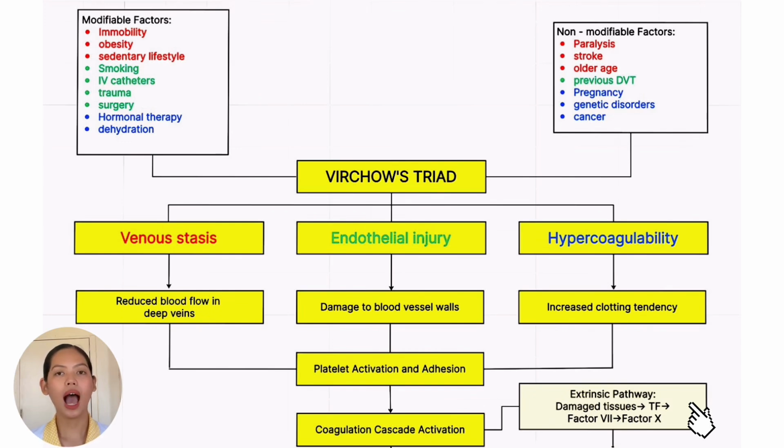So when tissue outside the blood vessel is injured, it releases a substance called tissue factor or TF. TF triggers the activation of factor 7, which then activates factor 10. This is the quickest pathway because it starts directly at the site of injury and leads to clotting fast.